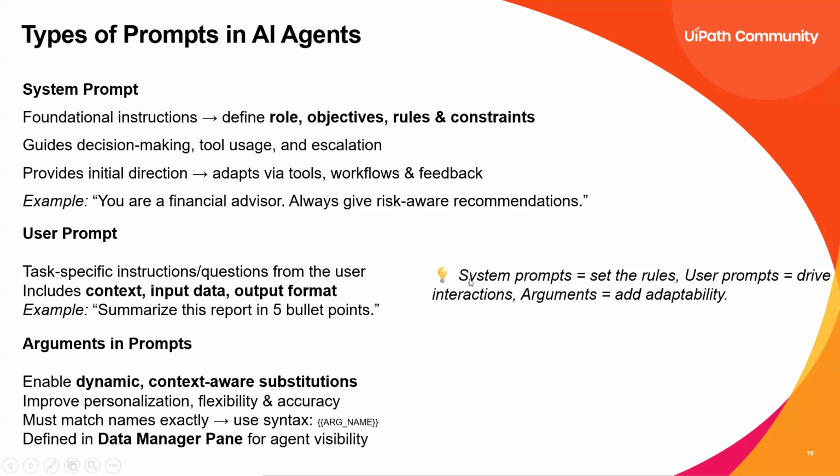So in simple words, a system prompt is nothing but a set of rules of what the agent needs to carry out. And the user prompt is nothing but driving instructions, like how the input will be given to the agent and what it needs to carry out. And arguments add adaptability, because the input will not be the same all the time, right? To run the agent for different inputs, we use arguments. That's nothing but adding adaptability. That's the prompts that we have in agents.